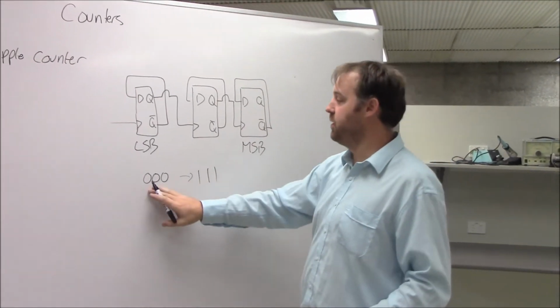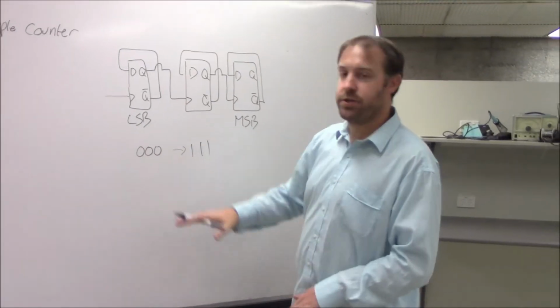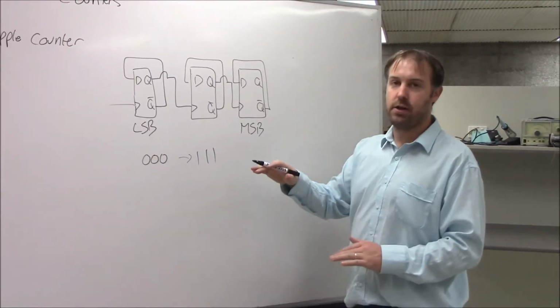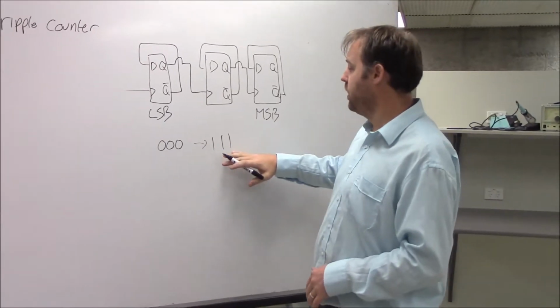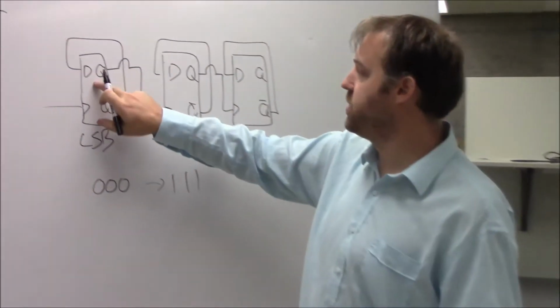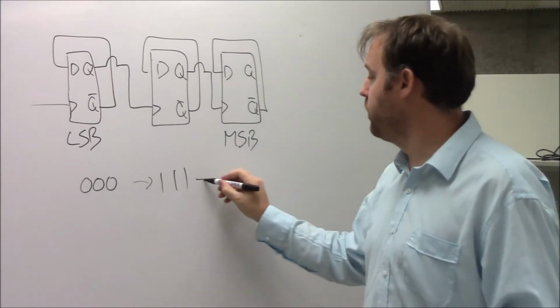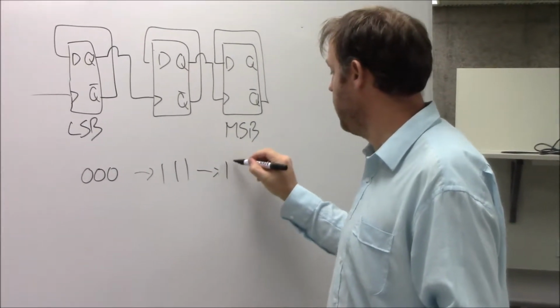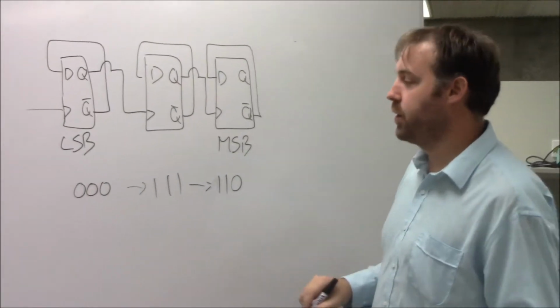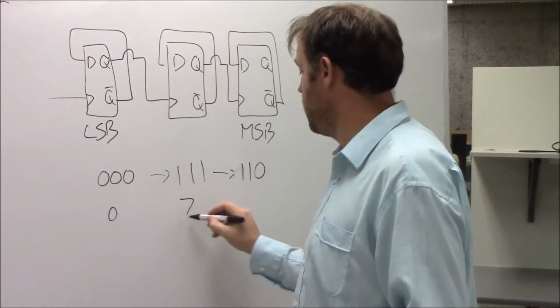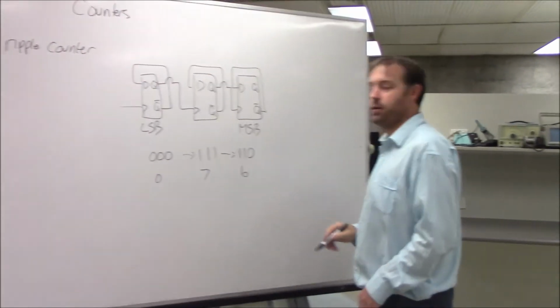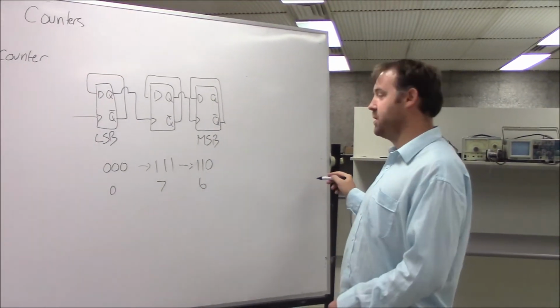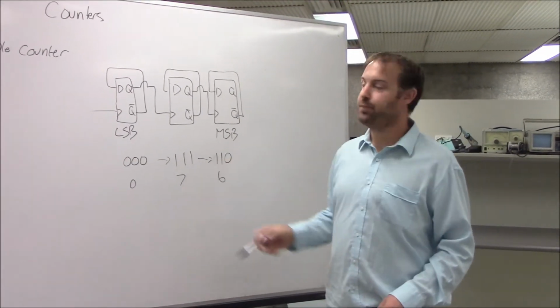So we're counting from 0, and we're at the lowest number, and we wrap around to the highest number again, which is 1, 1, 1, 1. And then the next change would cause this to go low, which would be 1, 1, 0. Okay, so we've got 0, 7, 6. You can imagine it would keep going until we got to 0 again, and then it would repeat the cycle.